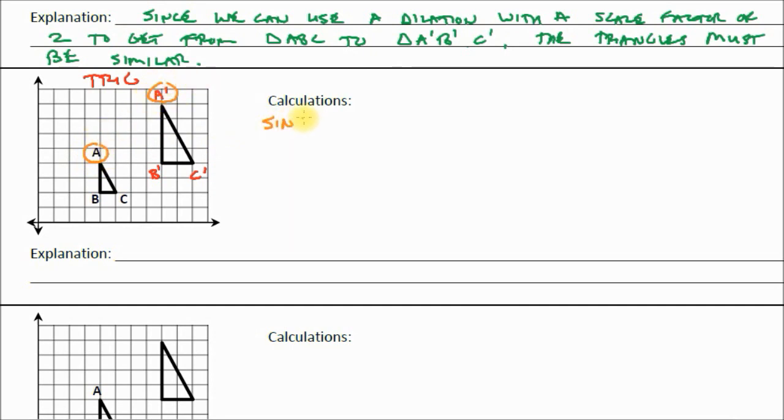So sine of angle A is equal to opposite over hypotenuse. Take a look at angle A. Oh, let's label our sides. We've already done these: 2, 1, and the square root of 5. And this is 4, 2, and the square root of 20, not 10. Square root of 20.